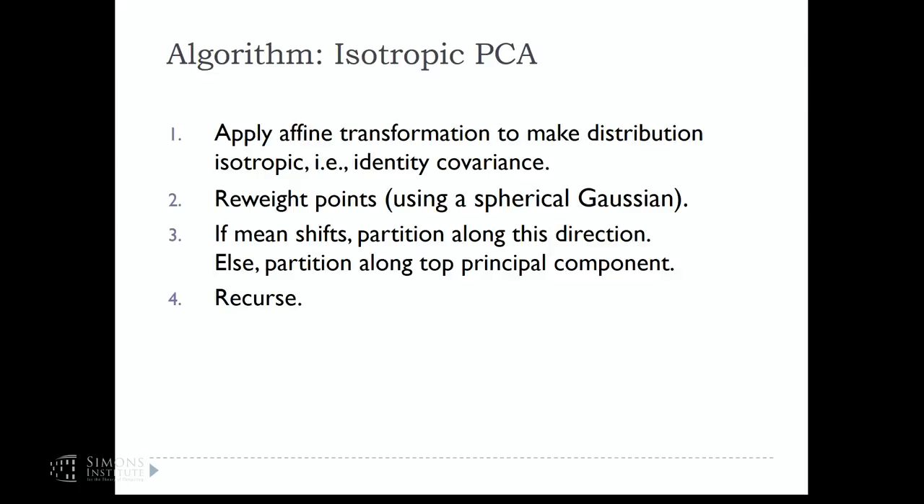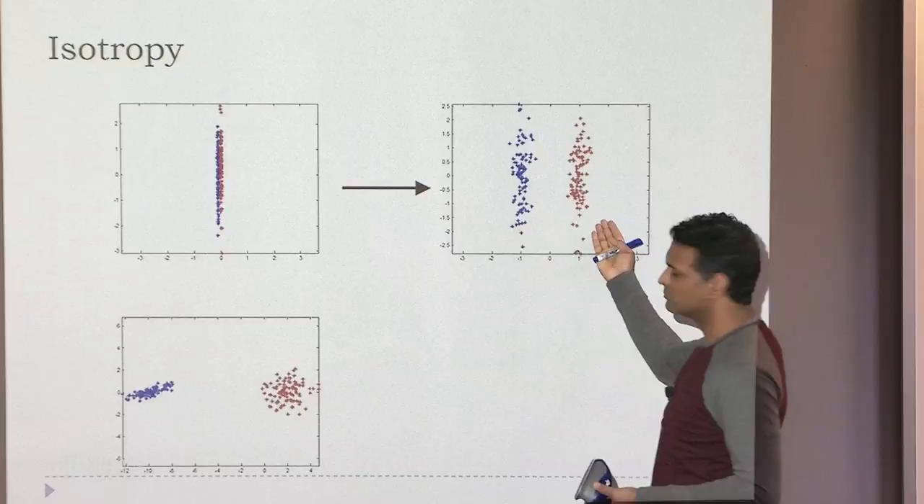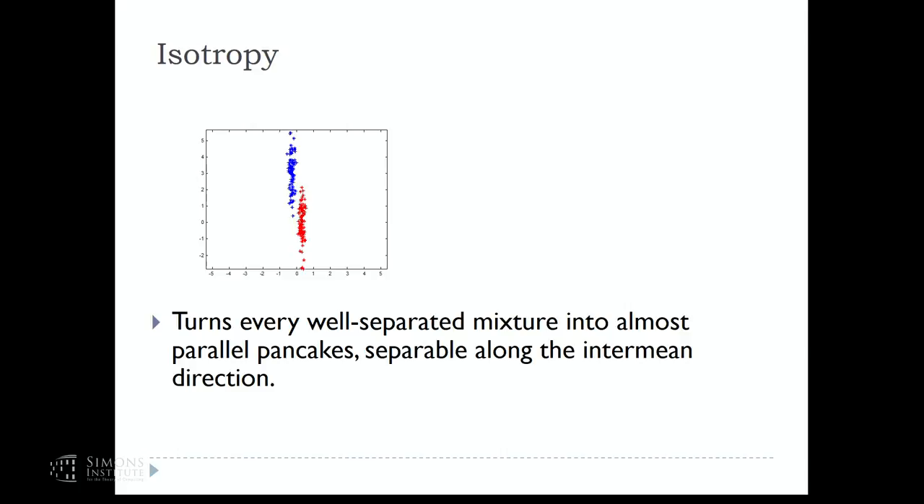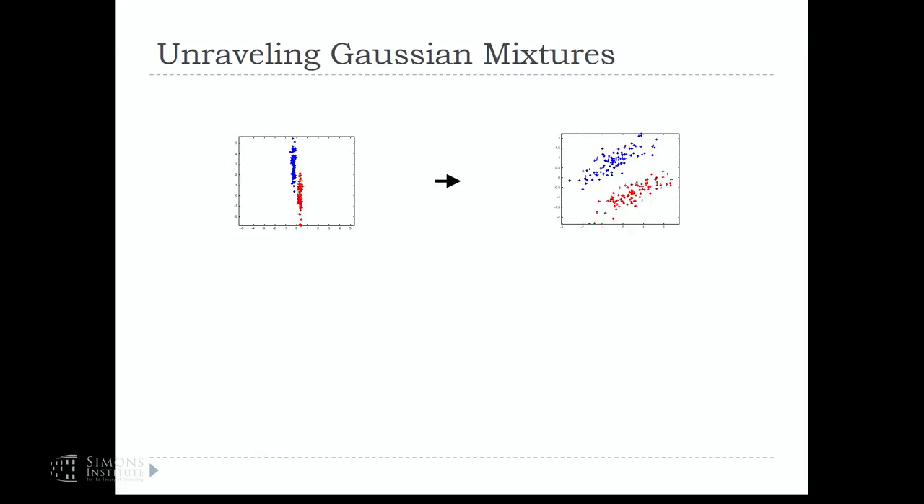And just to show you, what does the isotropic transformation do? You know, these are separated but very narrow, so of course it pulls them apart. These look like this, they're narrow in other directions. This is just whitening, as some people call it, or what you call decorrelation. Okay? Now it does this, but now you're done. You can't use PCA anymore, right? Every direction is the same, equally good, by definition. And this is what I just described.